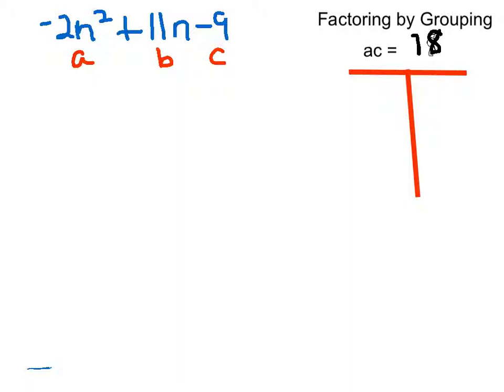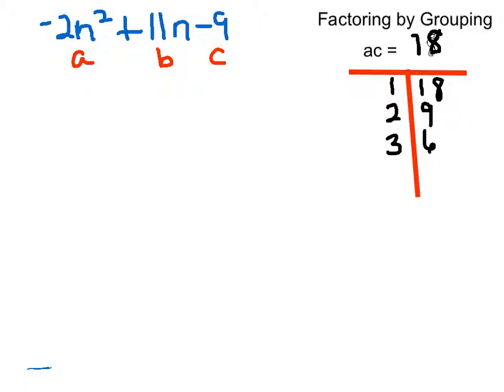There we go, 18. Now in my chart, I'm going to list all the factors that could get me 18, and I always start at 1. So 1 and 18, 2 and 9, 3 and 6, 4 won't work, 5 won't work, and then we're back to 6 again. So you know you've gotten them all.